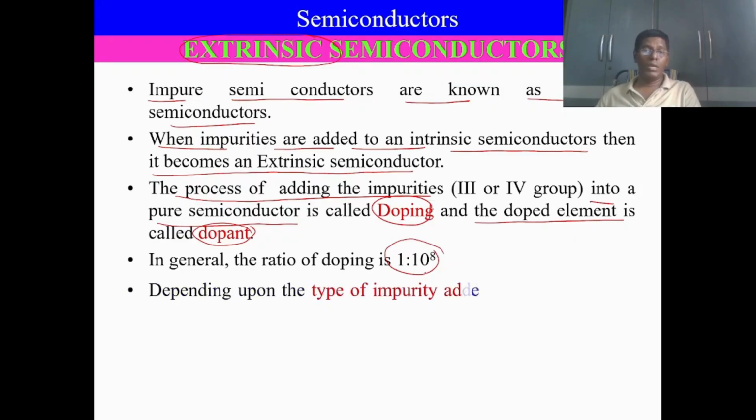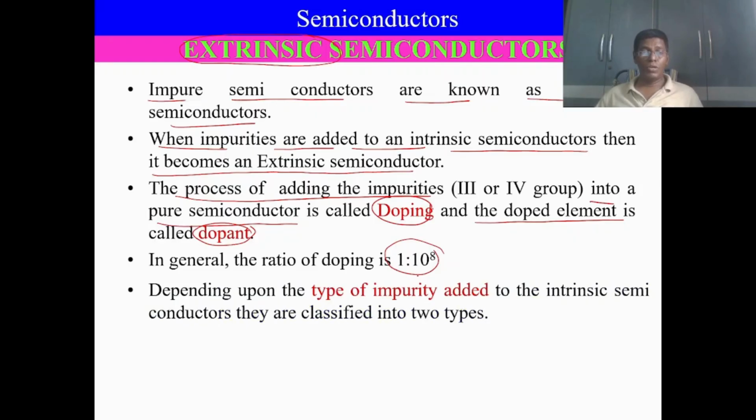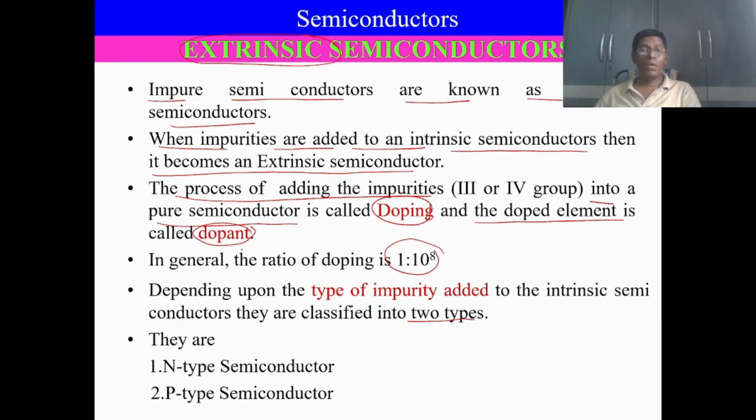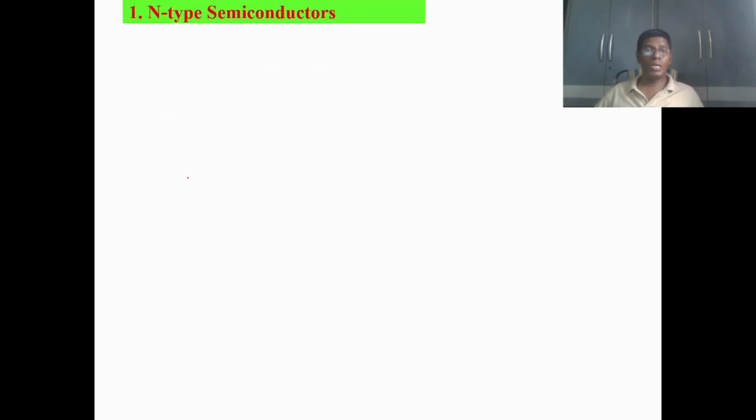Now, depending on the type of impurity atom added into the pure semiconductor crystal, we can categorize extrinsic semiconductors into two types: number one is N-type semiconductor and number two is P-type semiconductor. Let us discuss N-type and P-type in detail. The first one is N-type semiconductor. How can we define it? If a small amount of pentavalent impurity atoms are doped into pure silicon or pure germanium crystal, such semiconductors are known as N-type semiconductors.